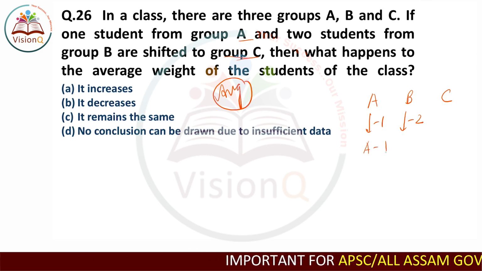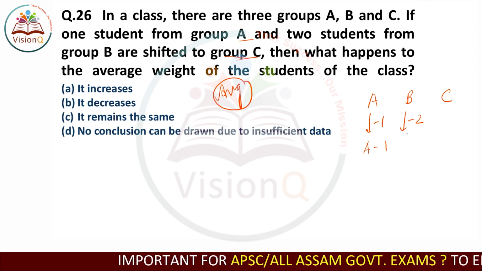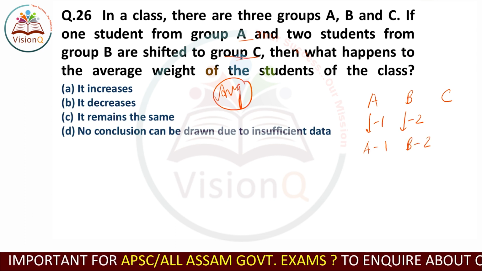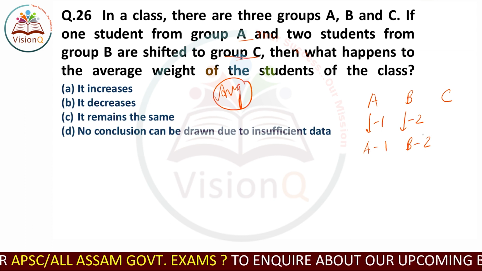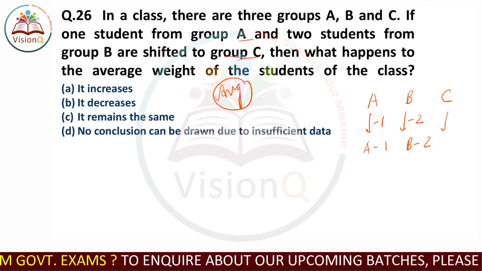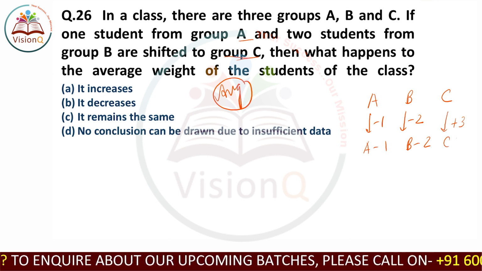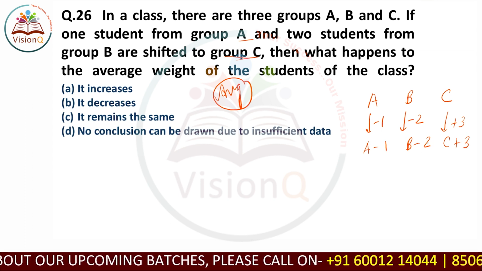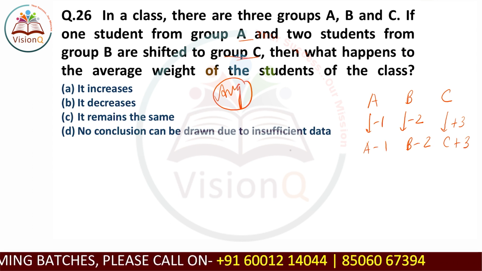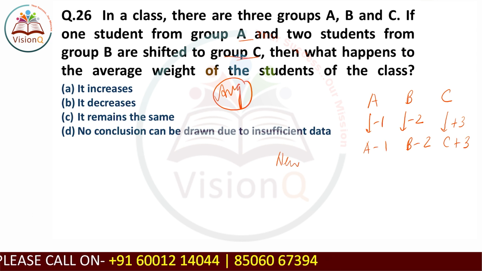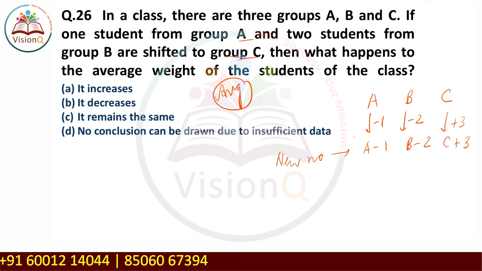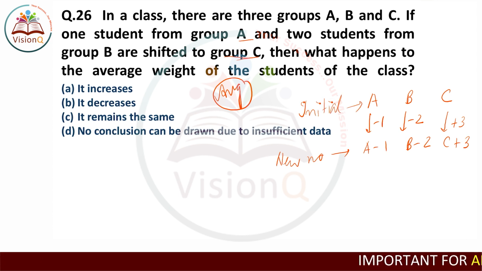A minus 1. In group B it becomes B minus 2 number of students. And these 3 students in total will be transferred to group C. So group C will have C plus 3 number of students. So this is the number of students now, the new number of students in groups A, B and C. And these were the initial number of students in groups A, B and C.